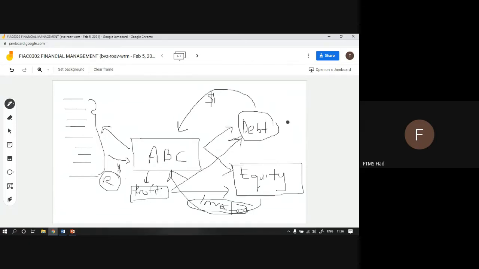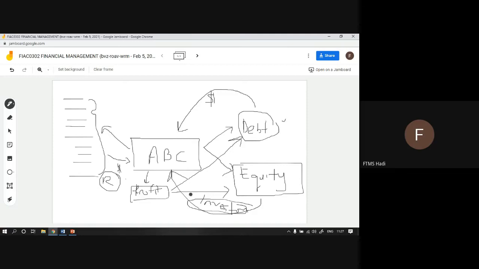So the answer is debt first, because remember, debt or loan means that there is a contractual obligation between the financial market and the company. It is an agreement whereby there is a borrowing transaction whereby the financial market will give money to the company, and then the company will have to pay back. Once the installment has been made, the remaining profit will be distributed equally to the investors.